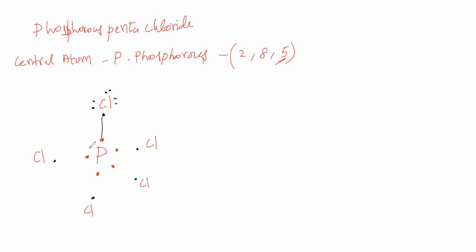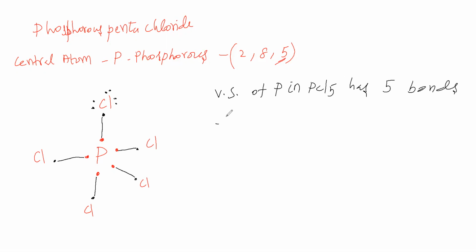Now here a bond is formed. A chemical bond, a covalent bond, is formed like this. So like this we have given covalent bonds. This is PCl5. Now the valence shell of phosphorus in PCl5 has 5 bonds. 5 bonds means 10 electrons. 10 electrons means greater than octet. Therefore this PCl5 is an electron rich molecule.